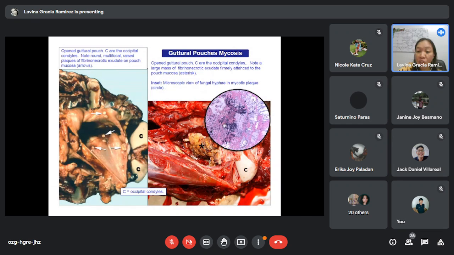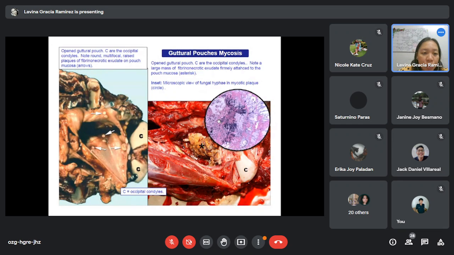Now, the histological picture of mycotic infection, especially of the tissue affected by fungi. It's very nice. You can see here the hyphae. These are the branches. In a mycotic plaque, this is one picture. You can see the distribution of the hyphae.